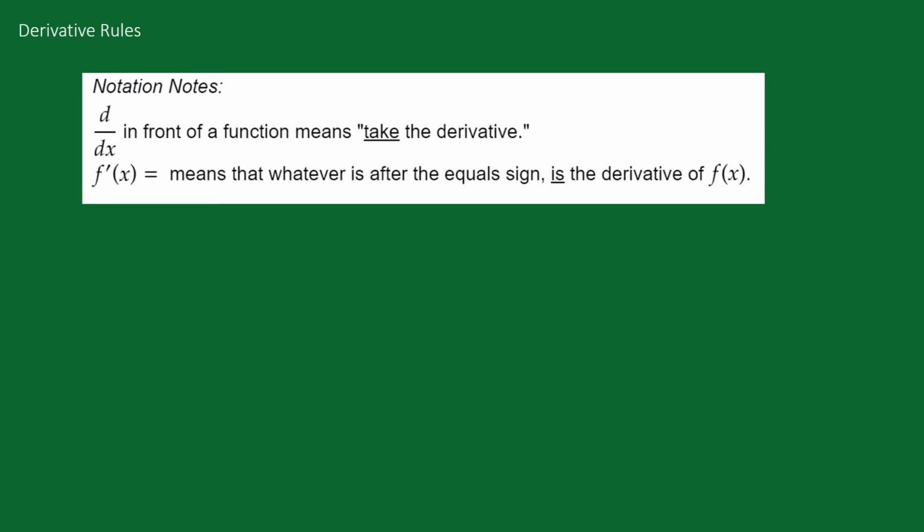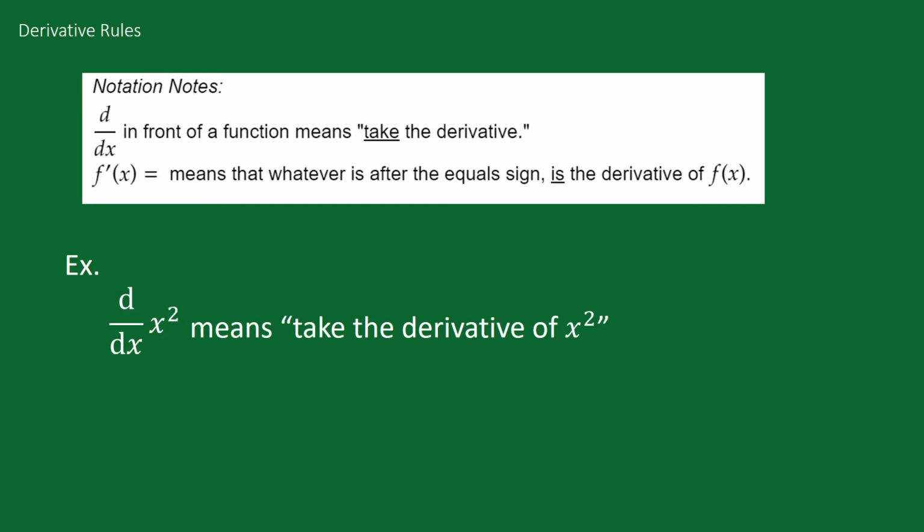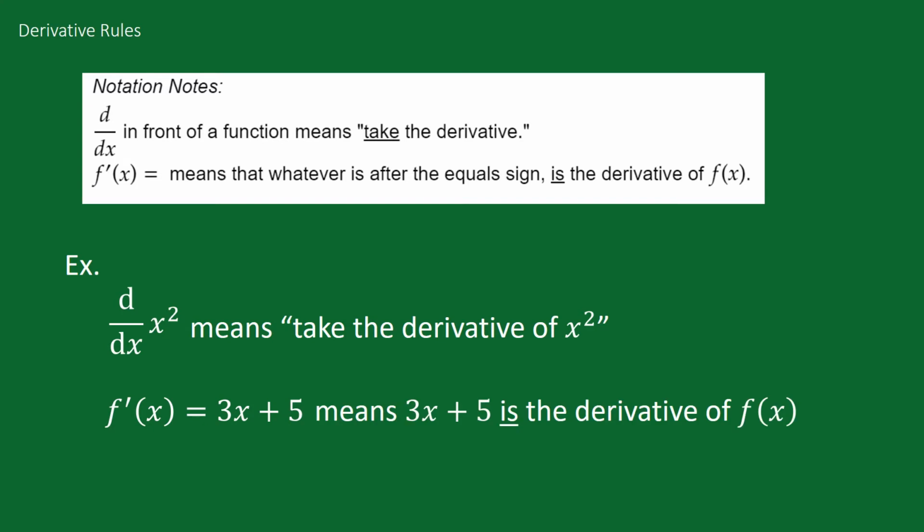Okay, a couple of notation notes before we get into the actual rules. So d over dx in front of a function means take the derivative. F prime of x means that whatever is after the equal sign is the derivative of f of x. So, for example, if we have d over dx of x squared, this means take the derivative of x squared. F prime of x equals 3x plus 5 means 3x plus 5 is the derivative of f of x.